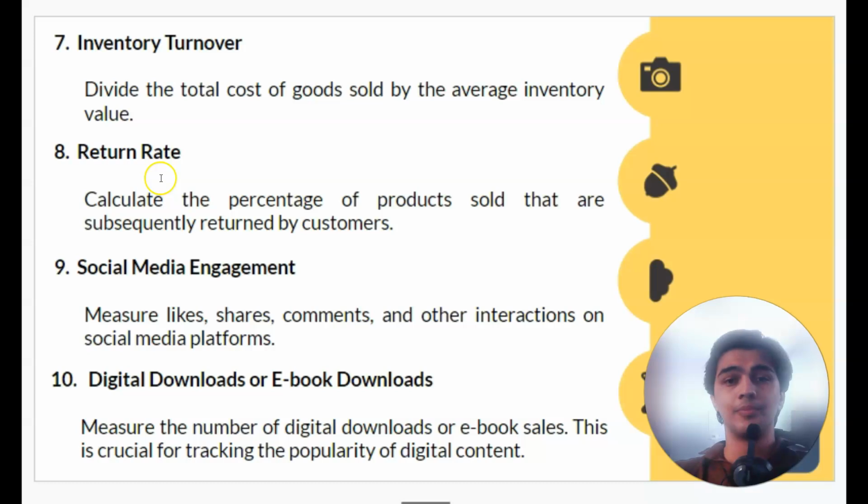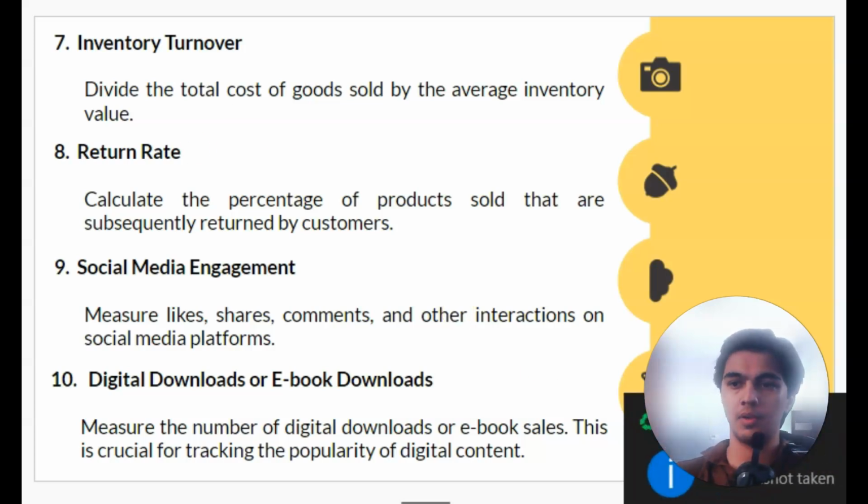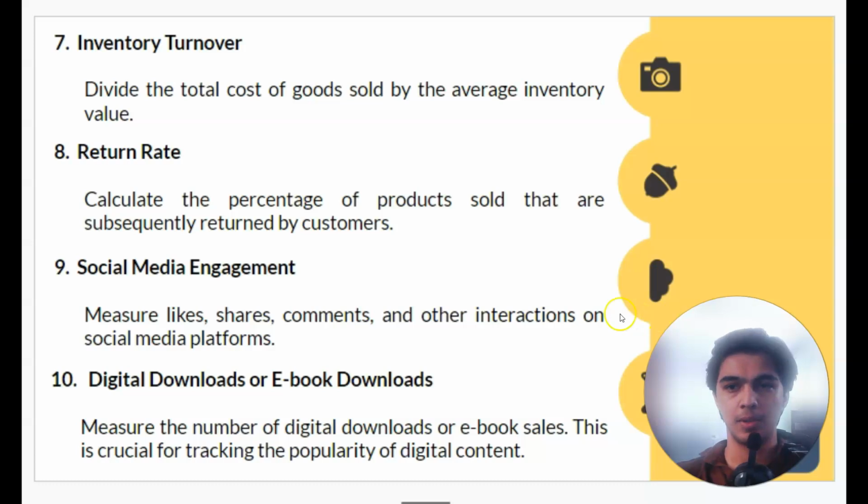Return rate indicator. This indicator calculates the percentage of the products that are sold and subsequently returned by the customers. Like if you have sold 4 to 5 books in a day and customers returned 3 books, so it's a bad ratio. Okay.